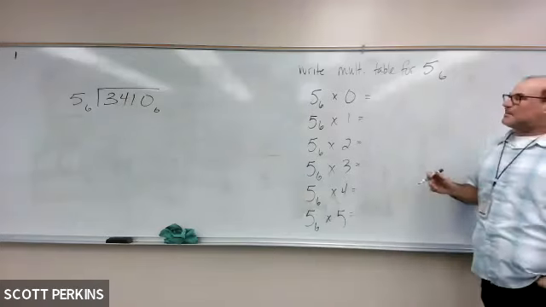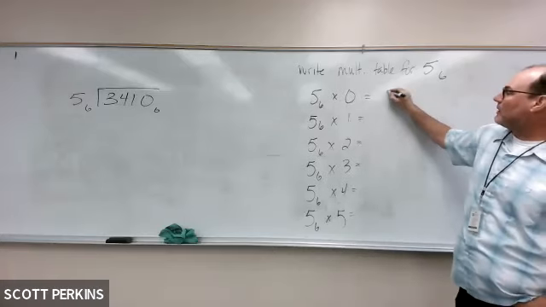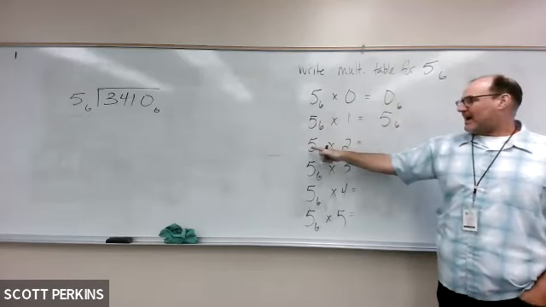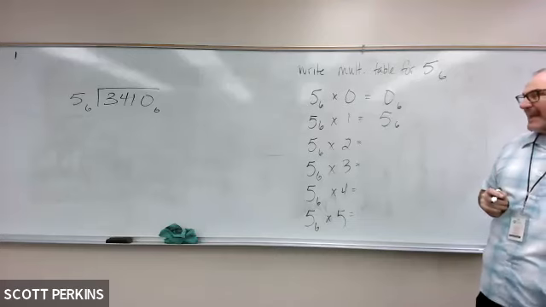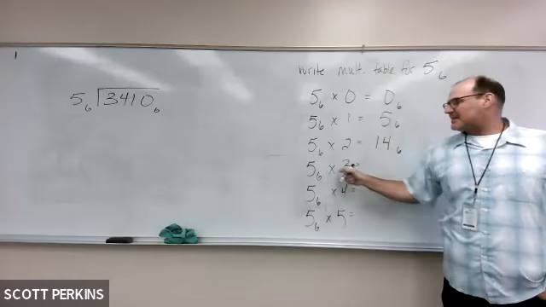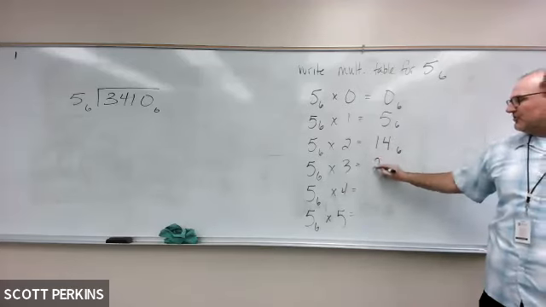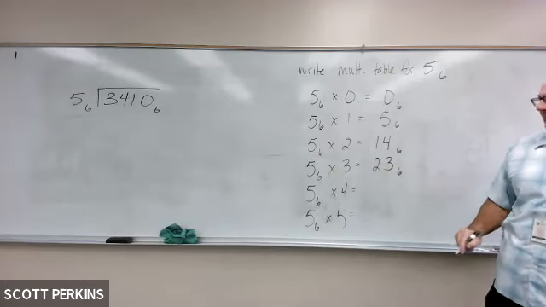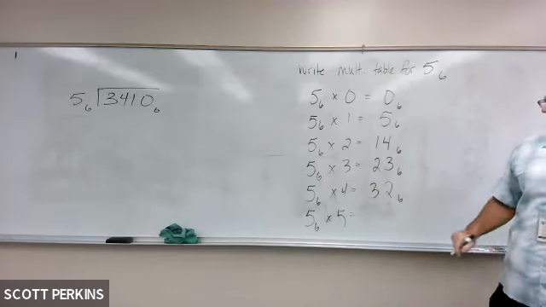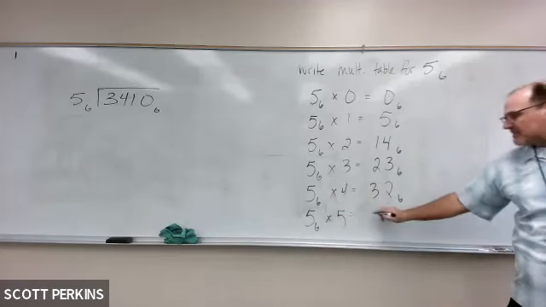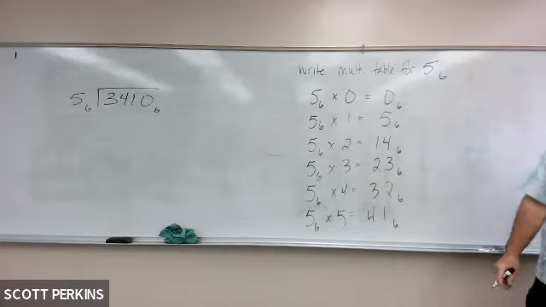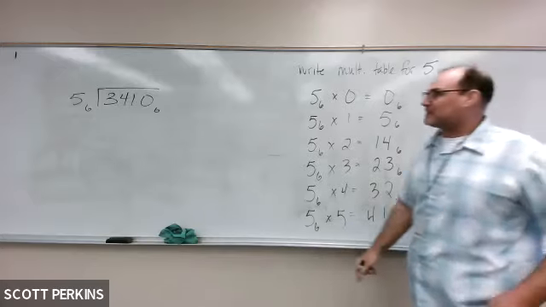So for my base 6s, my 5 base 6, 5 times 0 is 0. 5 times 1 is 5. 5 times 2 is 10, but I'm in base 6, so 10 is 1 full group of 6 and 4 left over. 5 times 3 is 15. 15 is 2 full groups of 6 and 3 left over. 5 times 4 is 20. 20 is 3 full groups of 6 and 2 left over. And then 5 times 5 is 25. 25 is 4 full groups of 6. 4 times 6 is 24, and 1 left over. So there's your multiplication table, base 6 for 5 base 6.